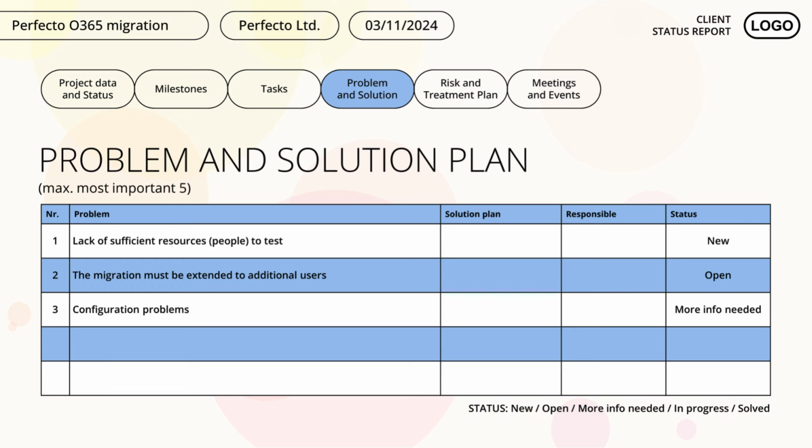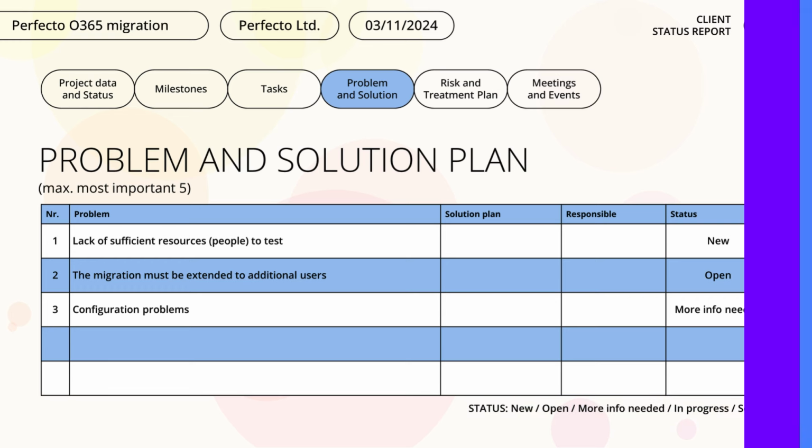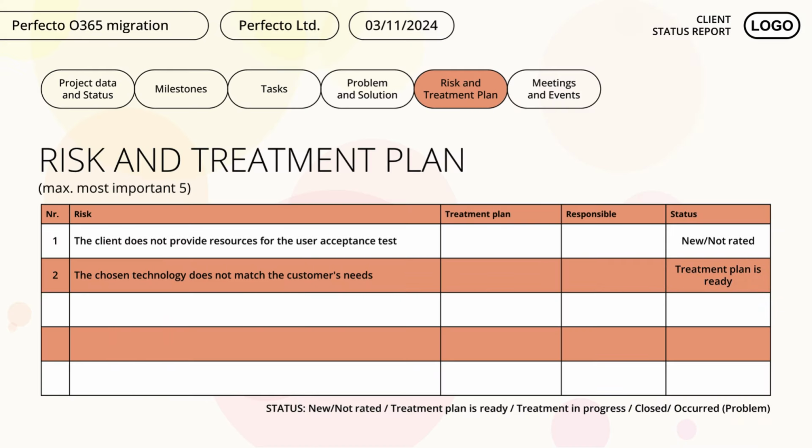Okay, let's see the risk and treatment plan slide. This is the risks and treatment plan slide. This slide focuses on the risks that may affect the project. It helps to present and coordinate the most important risks and their mitigation strategies with the client.